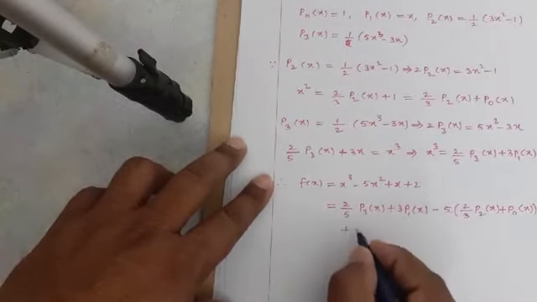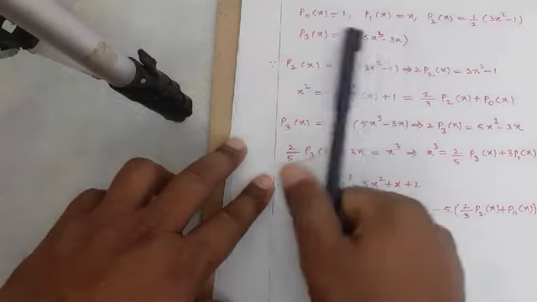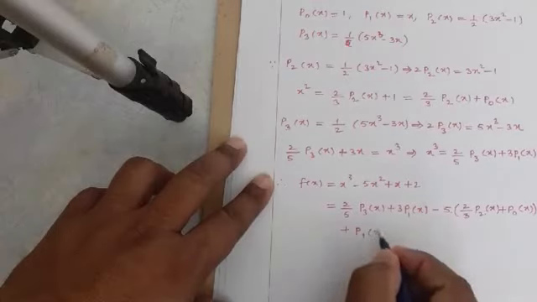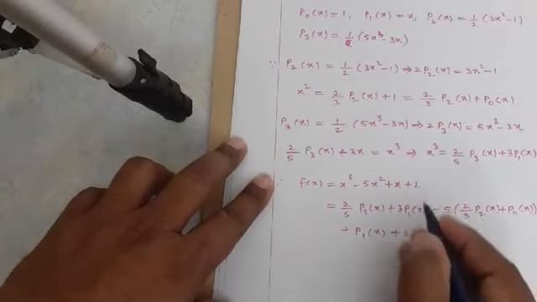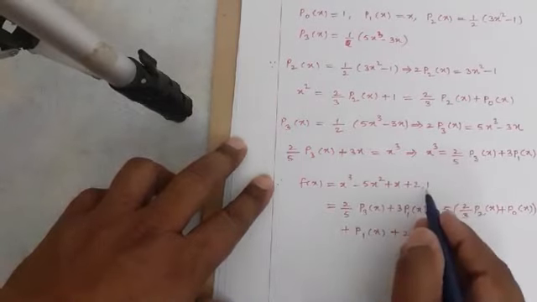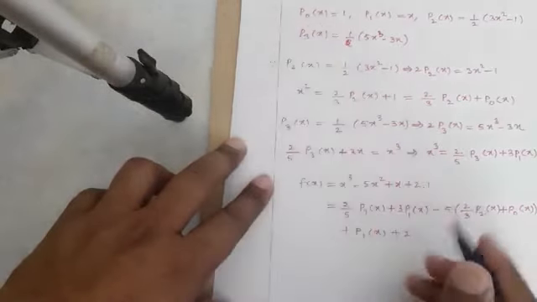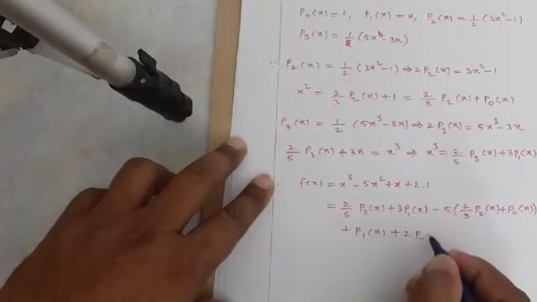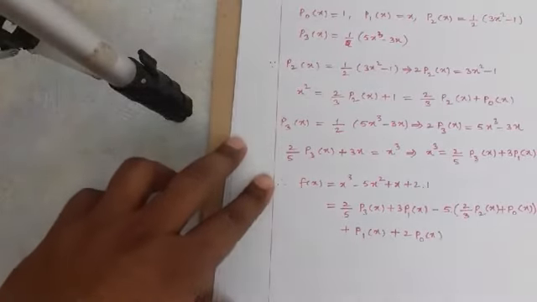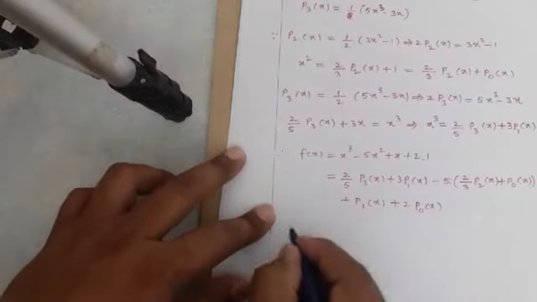x is nothing but p1 of x. In the place of x we have to substitute p1 of x, plus 2 into, because this is nothing but 2 into 1. So we have to write 2 into p0 of x, which is nothing but 1, so 2 p0 of x. Then after substituting we simplify this.